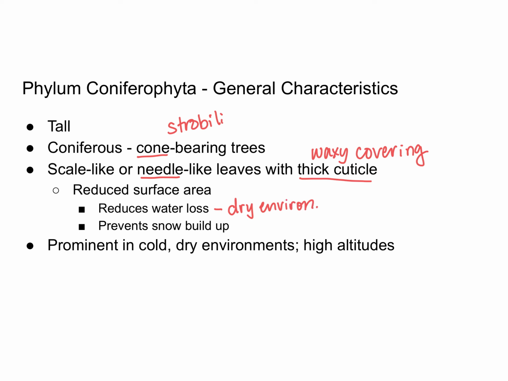It also helps to prevent snow buildup. So these are trees that are typically found at higher altitudes and higher and lower latitudes, where it's typically cold and there can be a lot of snow. And snow could be detrimental if it were able to basically build up on the tree. It would cause a lot of weight to be on the branches, which could potentially break the branches.